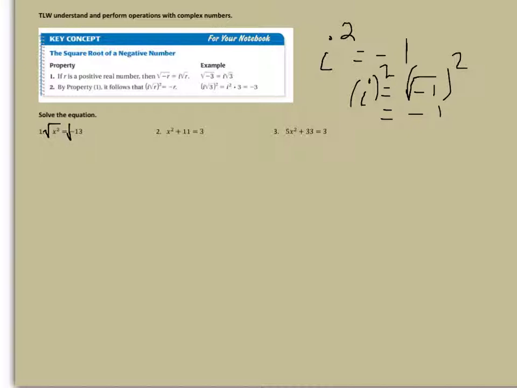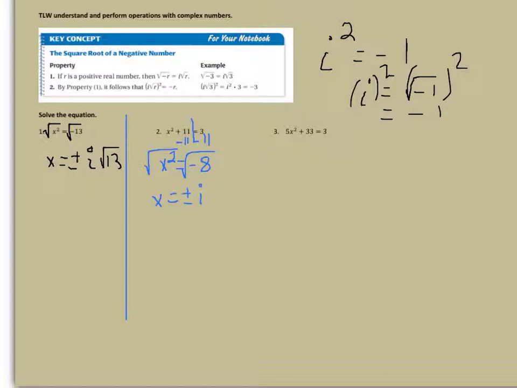Take the square root of both sides. Don't forget this: plus or minus the square root of negative 13 means i times the square root of 13. So subtract the 11. x squared is negative 8. Square root. So I get plus or minus i times the square root of 8.